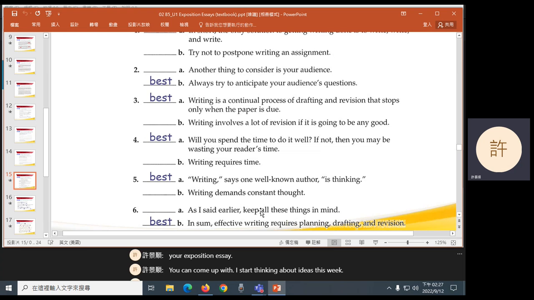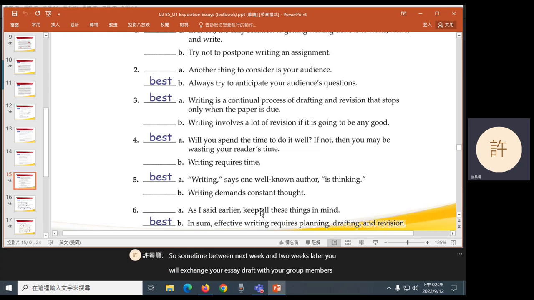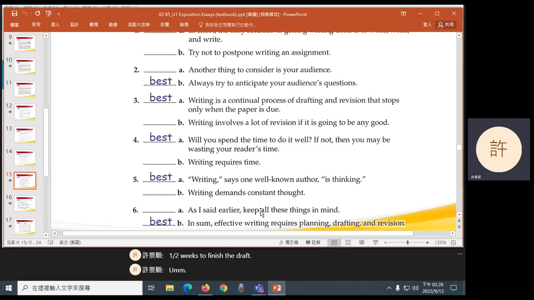Next week, begin writing. And sometime between next week and 2 weeks later, you will exchange your essay draft with your group members. So you don't have 2 weeks to finish the draft. You have 1.5 weeks to finish the draft. I recommend exchanging your essays maybe before the weekend. It's a Monday class, so maybe before Friday or before Saturday.